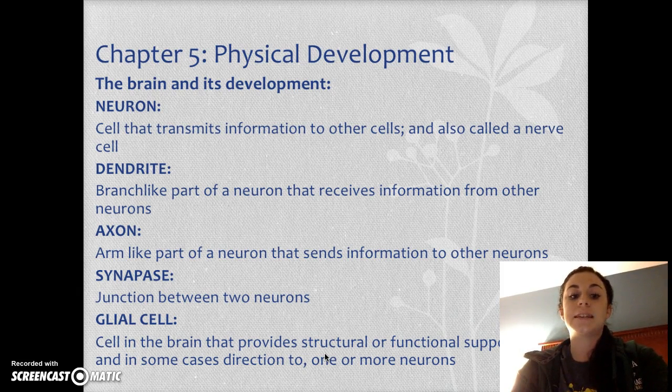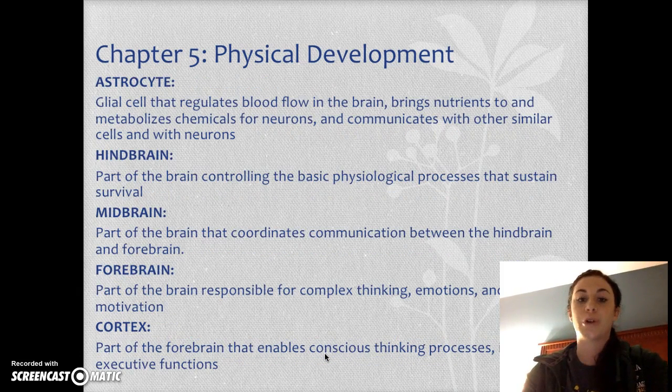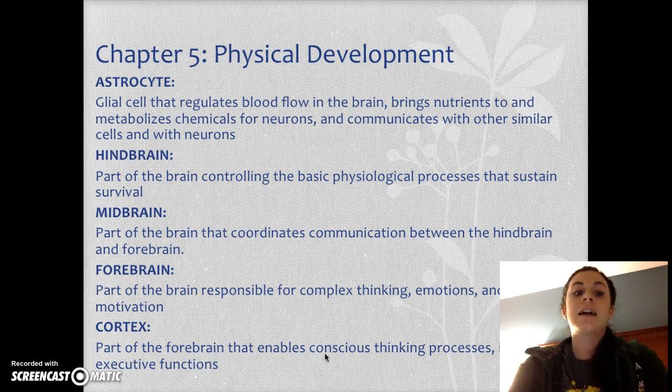The synapse is the junction between two neurons, and the glia cell is the cell in the brain that provides structural or functional support for, and in some cases direction to, one or more neurons. The astrocyte is the glia cell that regulates blood flow in the brain, brings nutrients to and metabolizes chemicals for neurons, and communicates with other similar cells and with neurons.